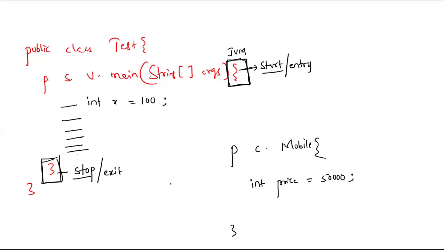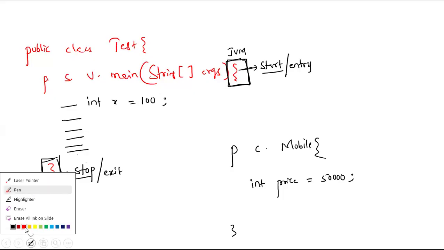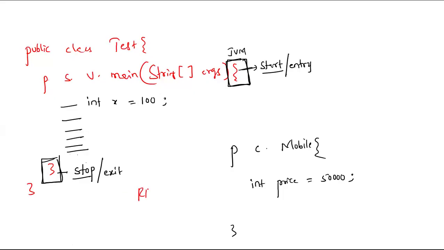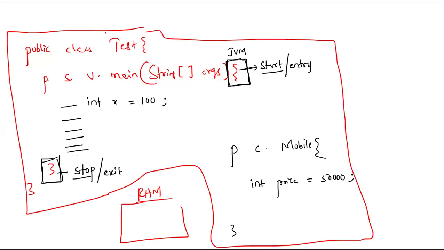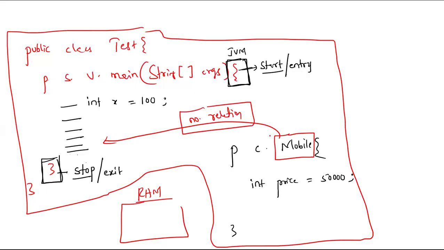It means into the memory or into the RAM, what data will be loaded. Even though this entire thing is in one single Java file only, will the execution still be done for the mobile class? No, because from this mobile class, there is no relation to this main method. There is no relation. Because of this no relation, JVM will not execute this mobile class.